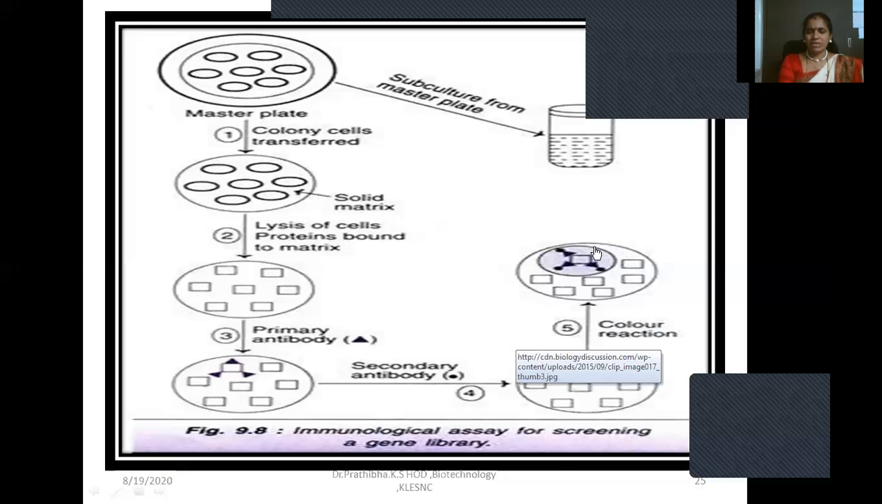The colonies which are responsible for giving a colored product will be selected and further subcultured for further exploitation. So the colony which has given the colored product upon treatment with the secondary antibody will be selected for the subculture, and exploitation will be done. So this is about the transformation of recombinant DNA.